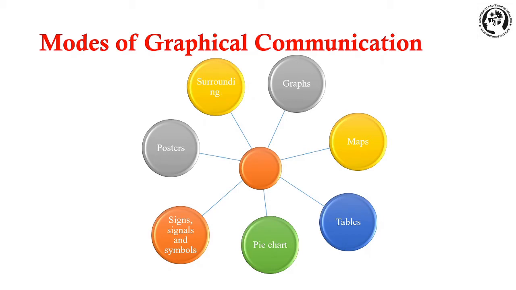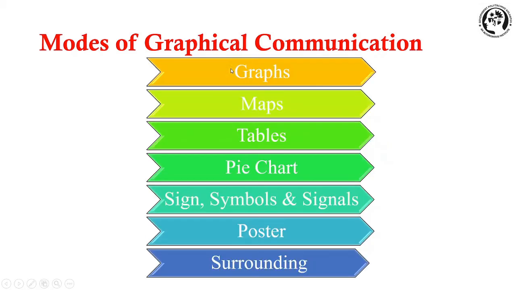Now, these are the modes of graphic communication. So, we shall see these modes one by one: graphs, maps, tables, pie charts, signs, symbols, signals, posters, surrounding. Surrounding include the layout and color.